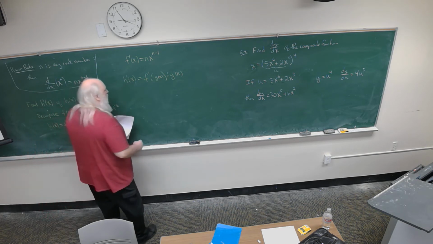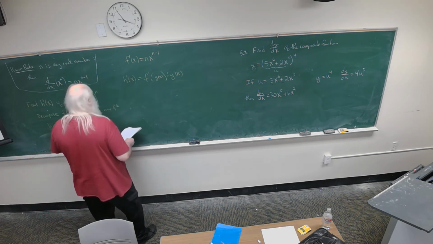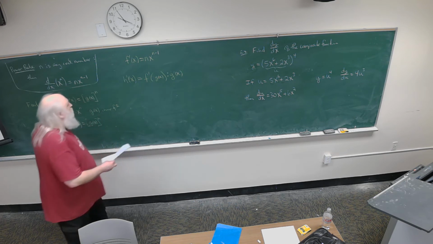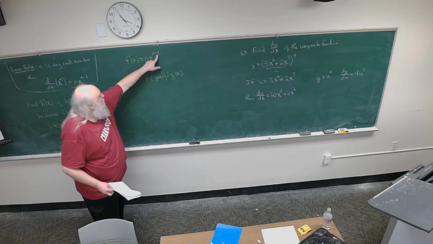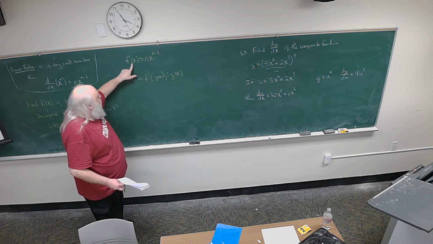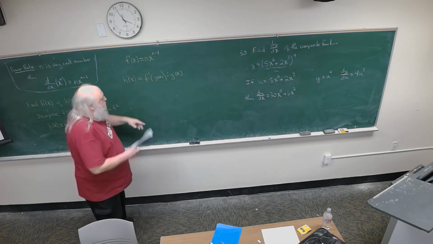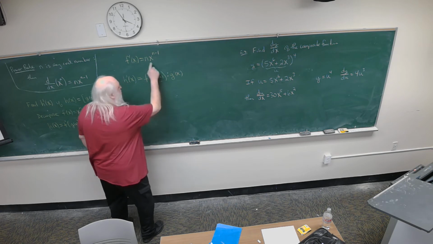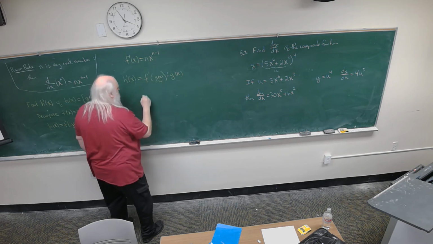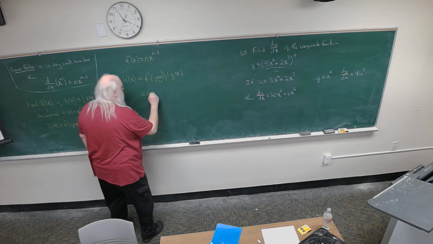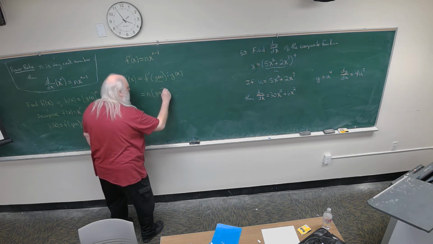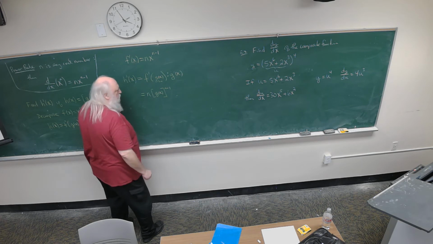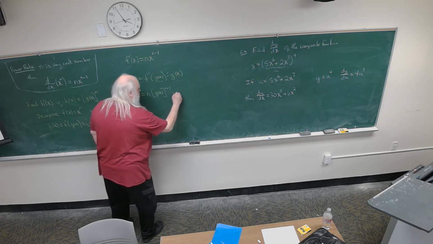Well, f prime of x is equal to n times x to the n minus 1. So when we evaluate f prime at g of x, we just put g of x in for x, and we have n times g of x raised to the n minus 1 power, and then we multiply that by g prime of x.